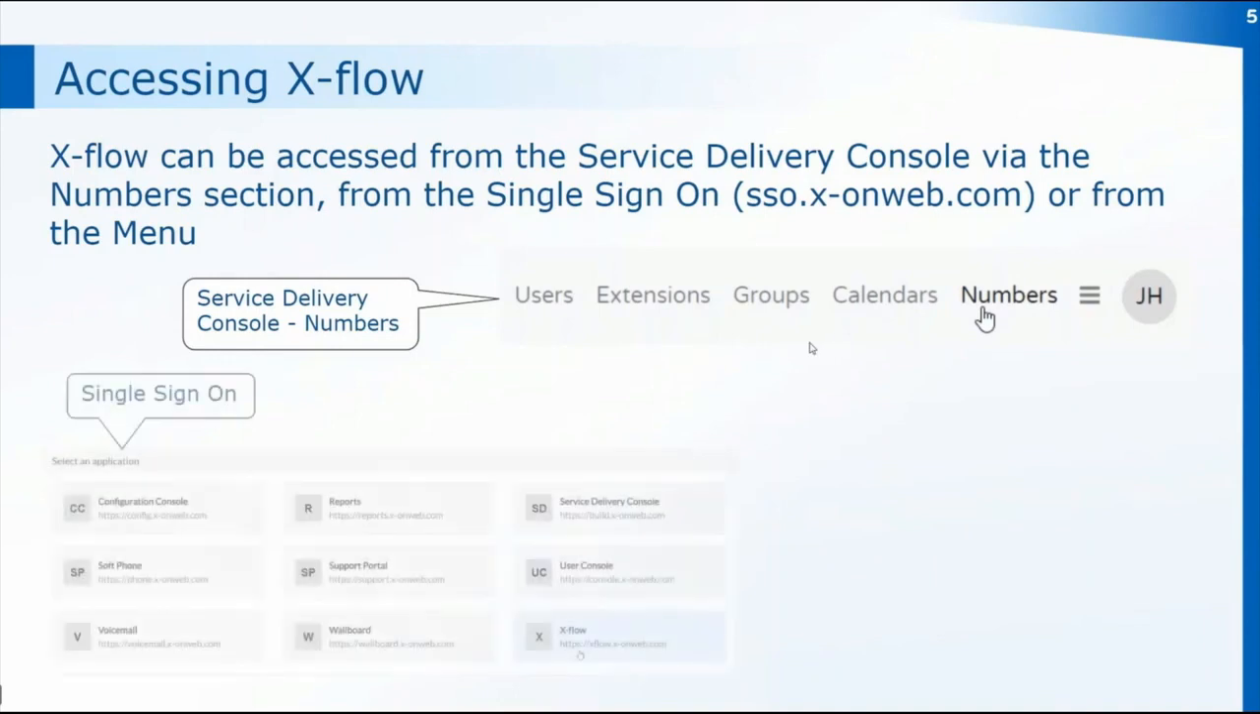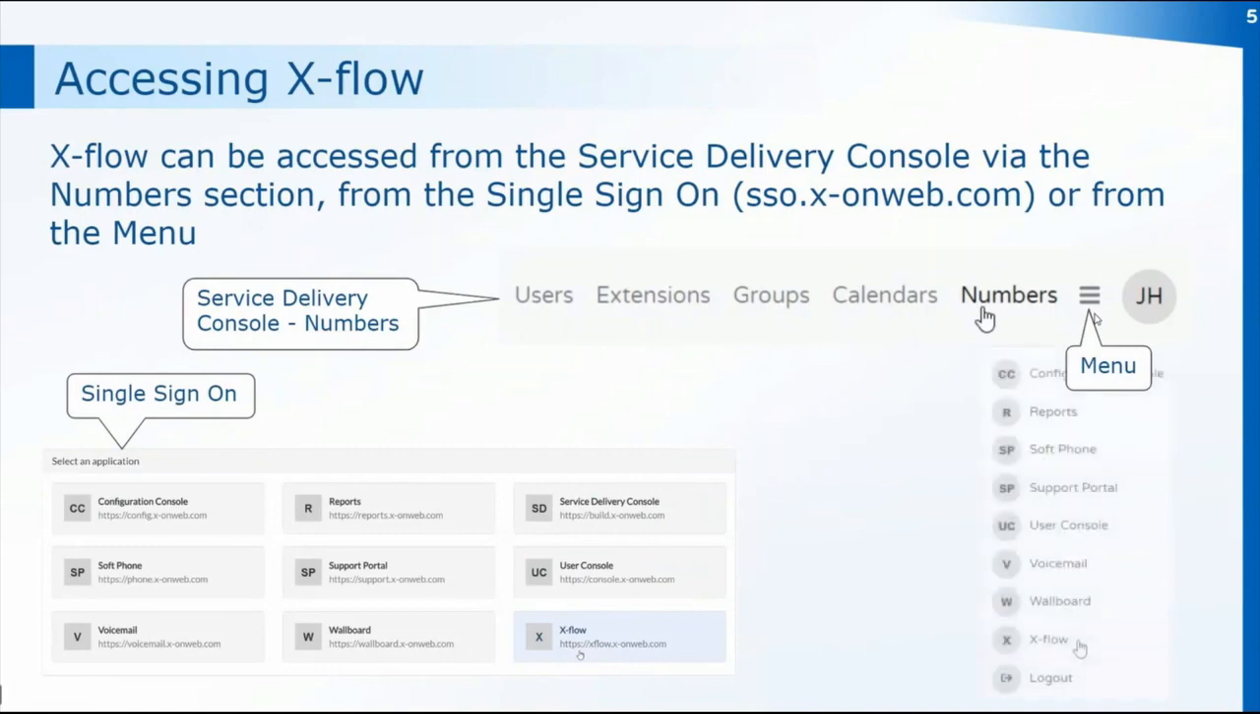If you're accessing from the single sign-on, then obviously you have Xflow down at the bottom right-hand side there, and you can also access it via the menu, which is the 3 lines just next to your initials at the top of all of the consoles. That will then give you access to the other consoles that you have. You can access, and you can use Xflow just down at the bottom of that list.